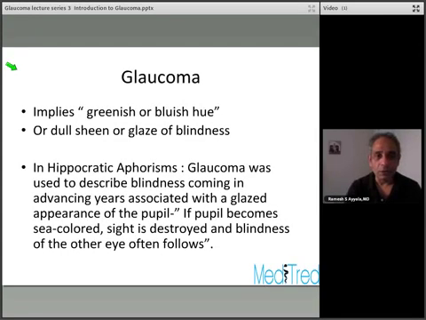So the word glaucoma implies greenish or bluish hue, or a dull sheen or glaze of blindness. In the Hippocratic aphorisms, glaucoma was used to describe blindness coming in advancing years associated with the glazed appearance of the pupil. The classic description in those days was, if a pupil becomes sea-colored, sight is destroyed and blindness of the other eye often follows.